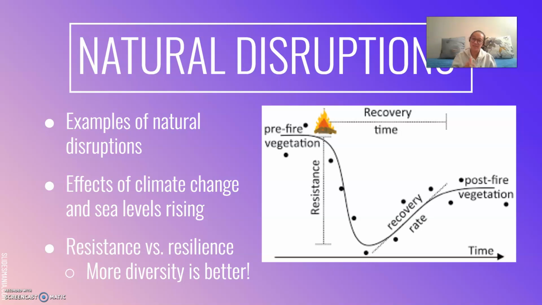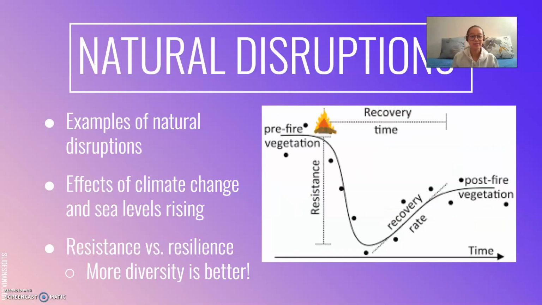Versus resilience, like if you are resilient, you're able to bounce back. It's the same thing in ecosystems. It's the ability to recover after some sort of disruption or the ability to bounce back after. So if you look at this graph here, it shows that it is not very resistant, right? Because we've had a huge dip in the biodiversity. And then the recovery rate shows more of the resilience, or how good it is able to be after the post-fire.